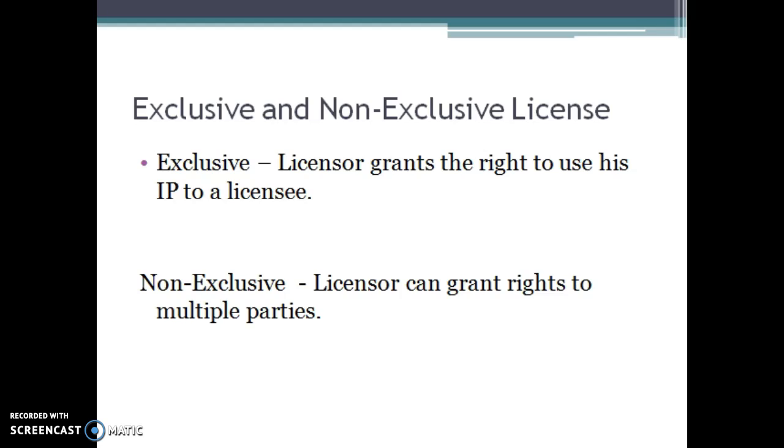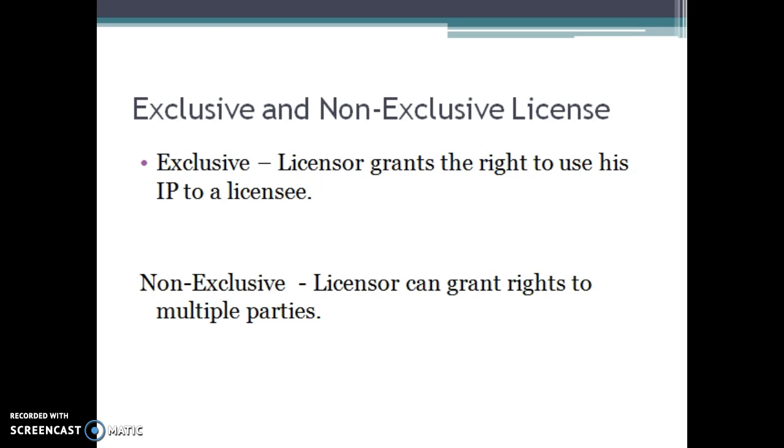Exclusive and non-exclusive license. So this is very simple. Again, it's just mentioned in the grant clause, which we just talked about. We said, is this going to be an exclusive or non-exclusive license that's going to be given to the licensee? And what that means is that if it's exclusive, the licensor grants the right to use the intellectual property to one person. So that means that if I want to allow one person or one business to use my intellectual property, my patent, then they are allowed to do so. And it's exclusive, it's only for them.